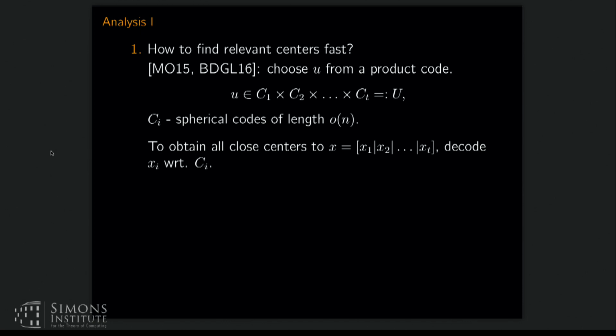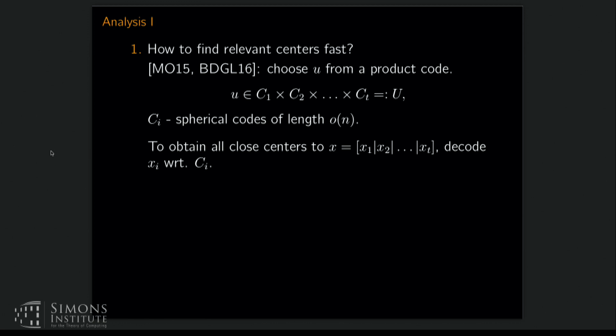That could be the first contribution to the small o term in the exponent. But it's not n, it's square root n. Let's say you've got all vectors from this code that are somewhat close to x1. Then you continue with x2 and then up until the t.